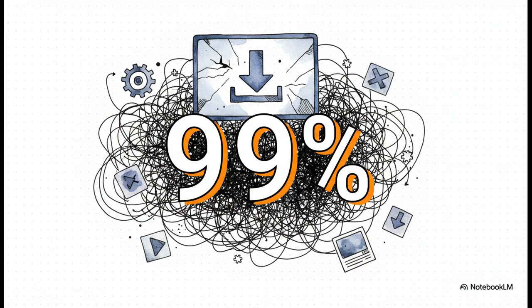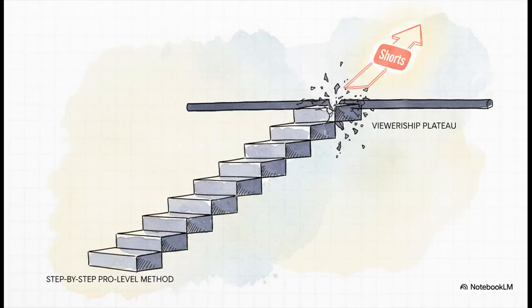Get this. A full 99% of creators are making the exact same simple and really costly mistakes during the upload process. And we are not talking about some huge, complicated technical errors here. We're talking about small oversights, these tiny little details that have a massive impact on how many people see your video. And that's exactly what we're here to fix. Today, we're going to walk through the pro-level method step by step so you can break right through that frustrating plateau and give your shorts the chance they truly deserve to go viral.